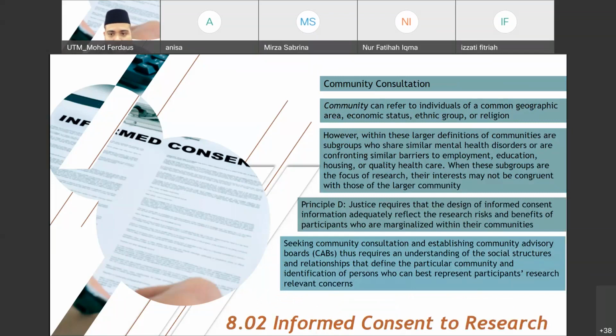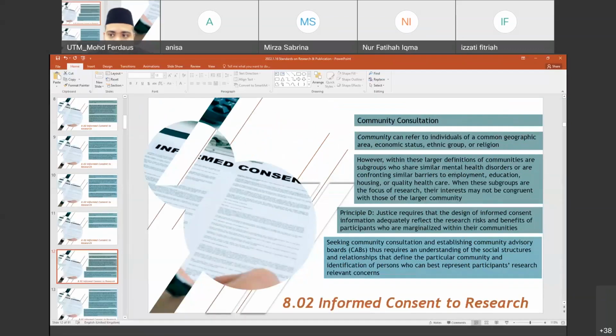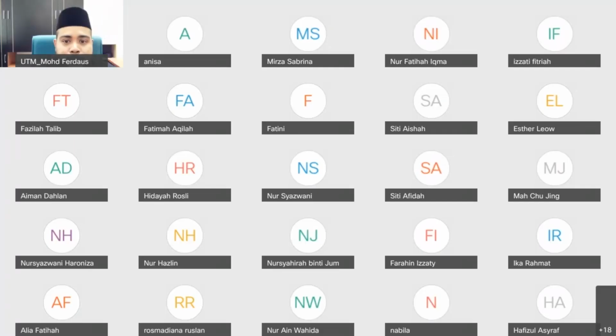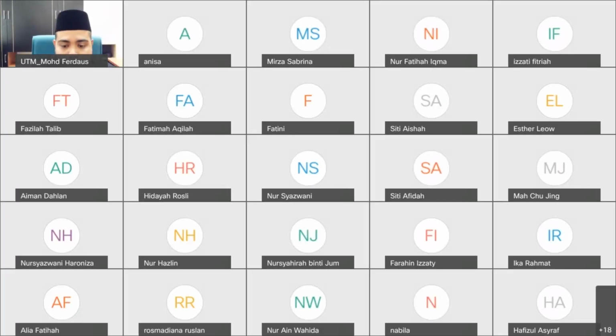Okay, it is 10:07. We take a 10-minute break. We will continue back at 10:20. Okay, kita rehat sebentar. 10:20 kita sambung balik. Okay, let's continue.